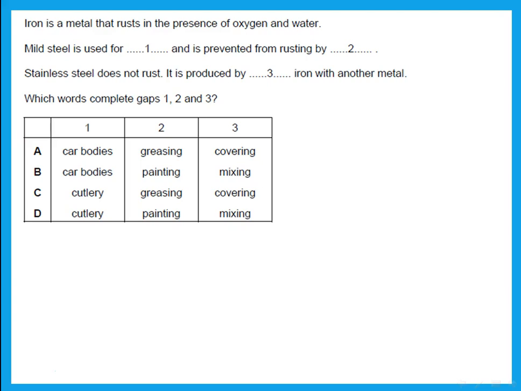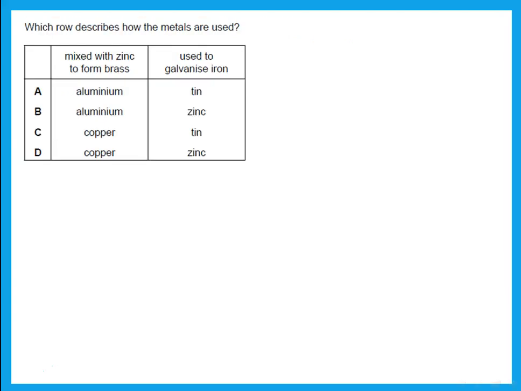We use mild steel for car bodies, so we're looking at A or B. And it is prevented from rusting by... so if we have car bodies, what do we do to prevent rusting? We paint it. So this is by painting. Stainless steel does not rust. It is produced by mixing iron with another metal because it's an alloy, and we said alloys are mixtures, so my answer is B.